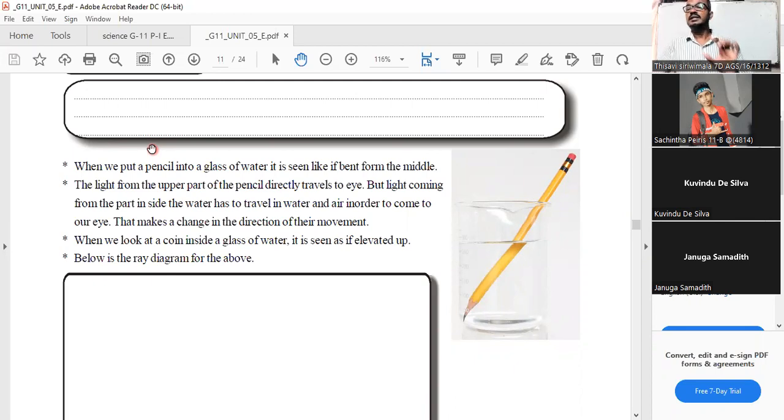That you have to take into account. Below is the ray diagram for the above.